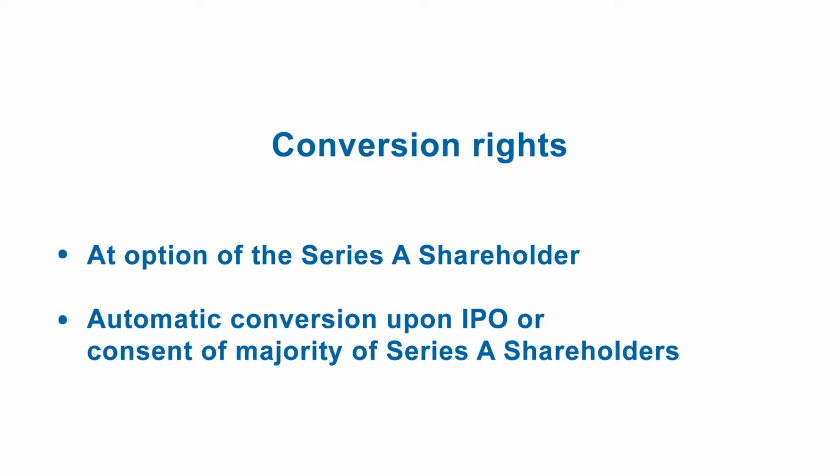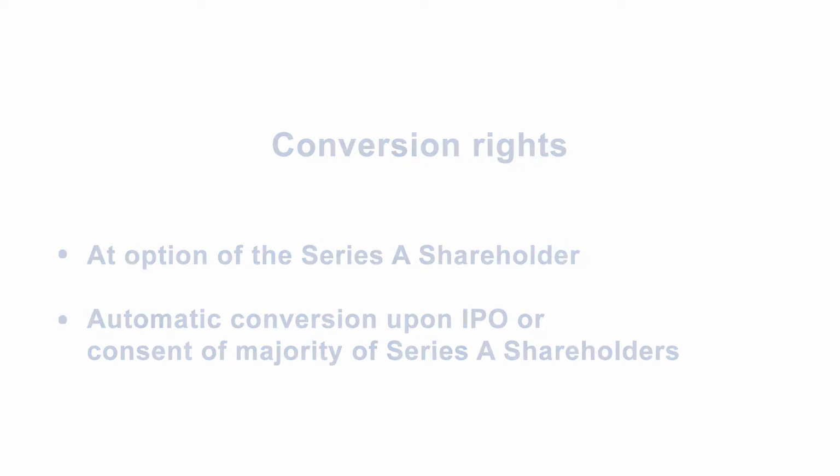Lastly, moving on to conversion rights, the VIMA term sheet provides for 2 situations of conversion: A. optional conversion at the option of the holder, and B. automatic conversion. Automatic conversion is triggered in the event of a qualifying IPO or if a certain percentage of the Series A shareholders agree.